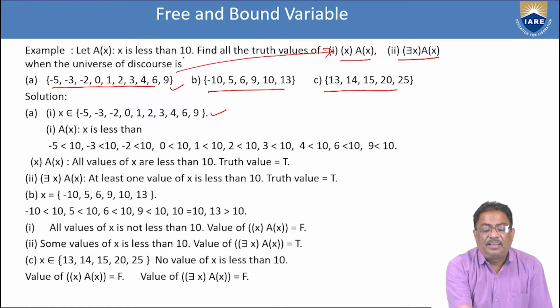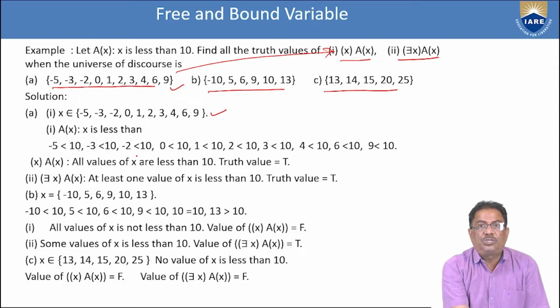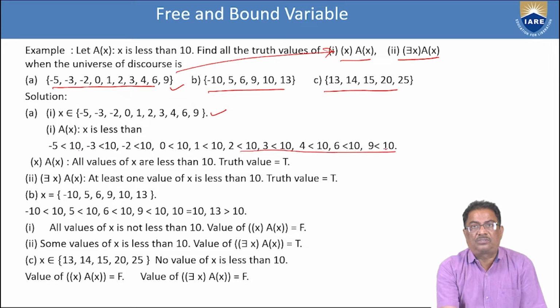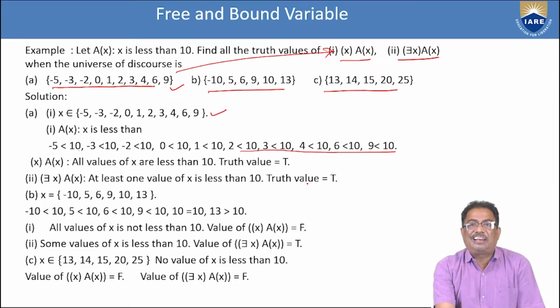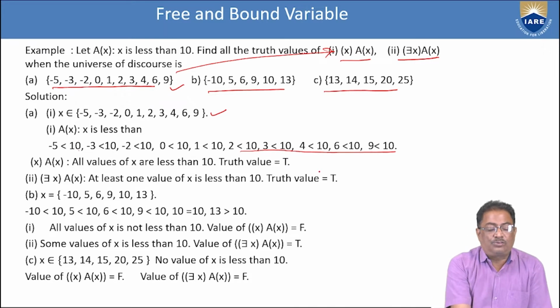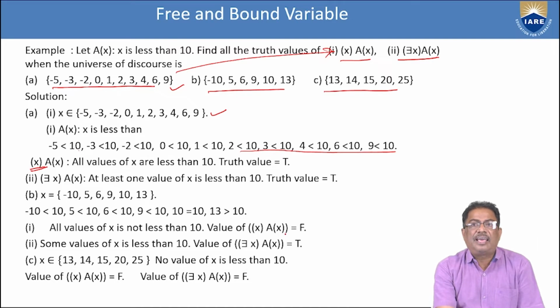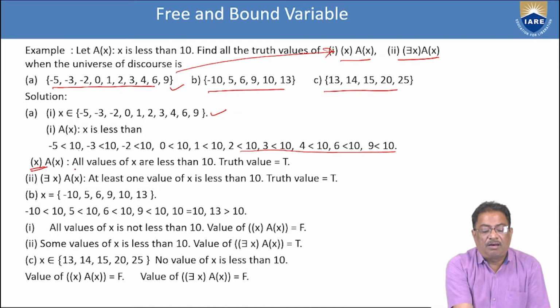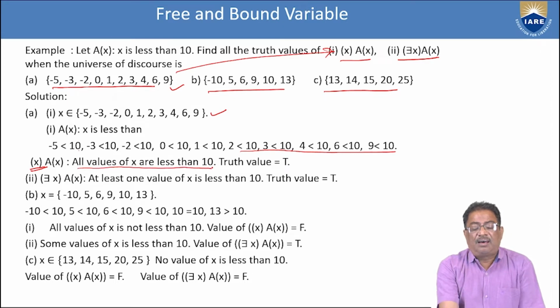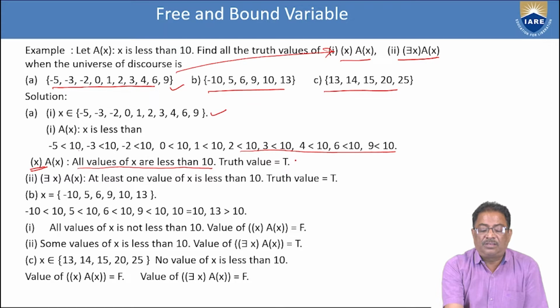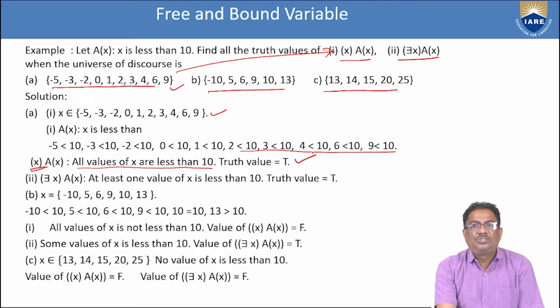So A of x is less than 10. Minus 5 is less than 10, which is true. Minus 3 is less than 10, which is true. Minus 2 is less than 10, which is true. 0 is less than 10, 1 is less than 10. Like that, each and every element in the universe of discourse is less than 10. So we are going to say that for all values of x, A of x, that means all values of x are less than 10, the truth value is true. The truth value is true for this.